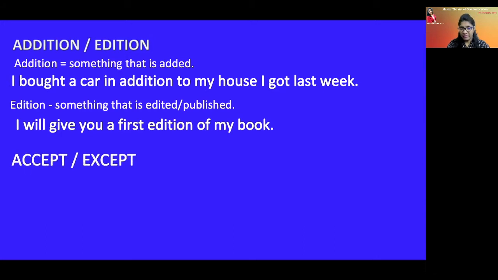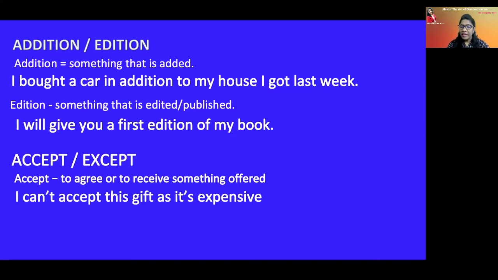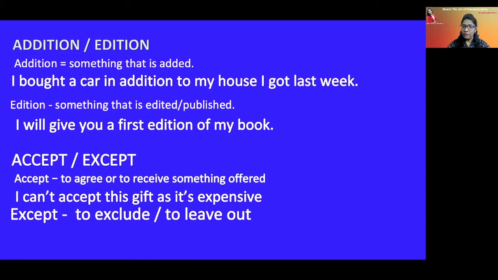Accept and except. I believe we are using them. Some of you may know the meaning, but let me give it now. Accept is to agree or to receive something offered. Except is to exclude or to leave out. The example for accept is: I can't accept this gift as it's expensive. Like I'm not accepting it, I'm rejecting it. The reason is it's quite expensive.